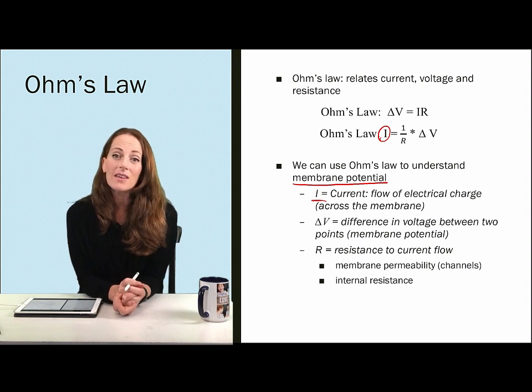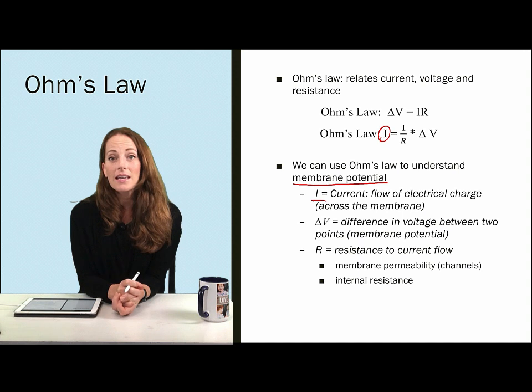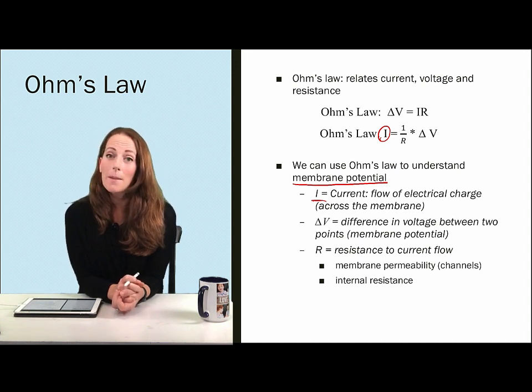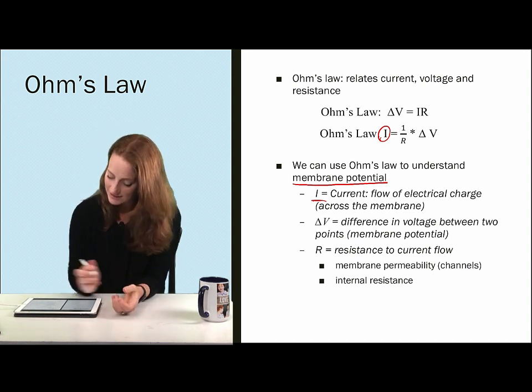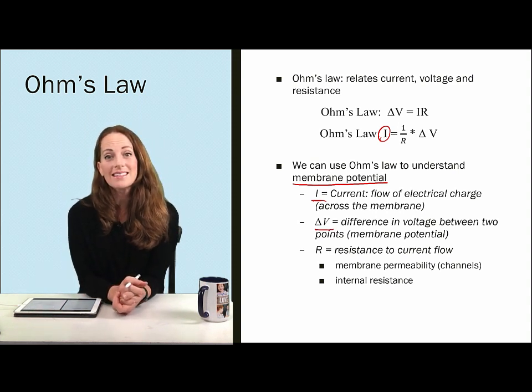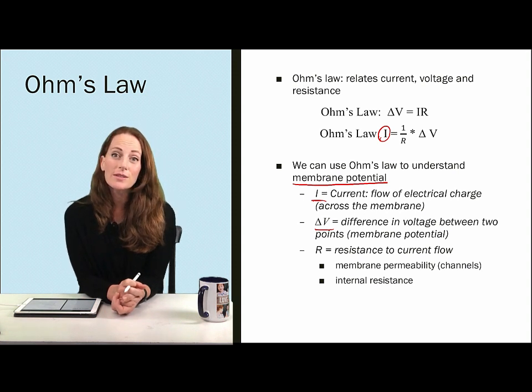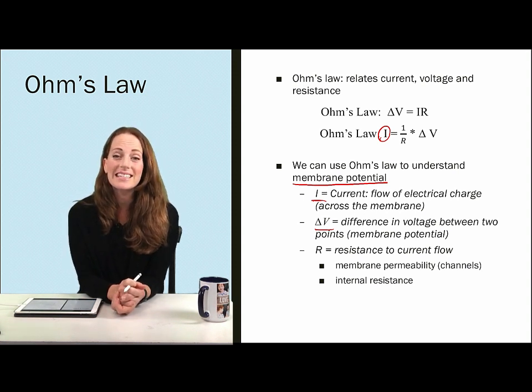V, or delta V, is going to be the difference across the membrane. This is our inside versus outside, or membrane potential difference. And then finally, R is the resistance to current flow. There's a couple of contributors to resistance in a cell.